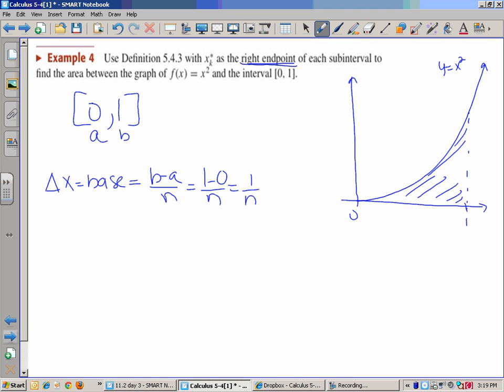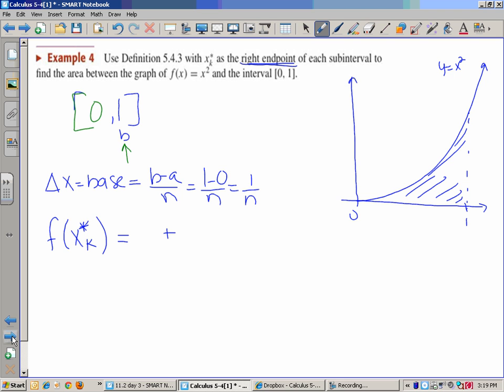Okay, so right-hand endpoint means my f of x star k means I'm going to take a look at the right hand, oh my right, Miss Collins, you silly goose. Miss Collins is a silly goose. Because right hand endpoint, I prefer left, can you tell? This is my right.